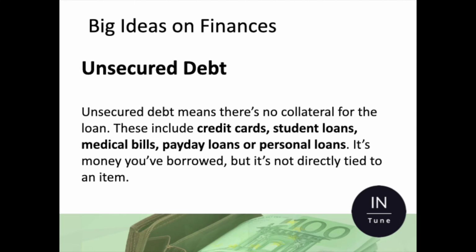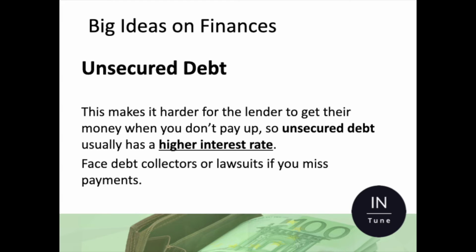The second type of debt is unsecured debt. Now, just as the name says, unsecured debt means there's no collateral for the loan. Think of items like credit cards, student loans, medical bills, payday loans, or personal loans. It's money you've borrowed, but it's not directly tied to an item. This makes it harder for the lender to get their money when you don't pay up. So unsecured debt usually has a higher interest rate.